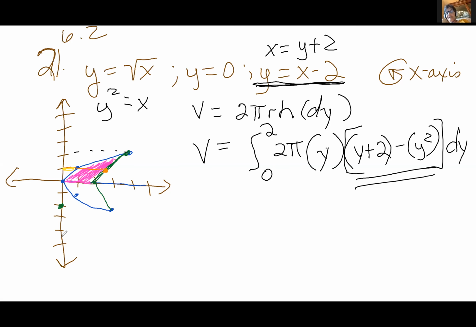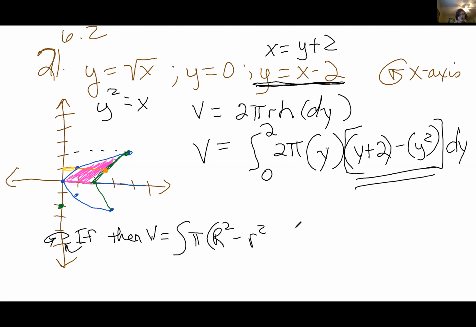But this is the shell method. And if it's rotated about the x, every variable has to be in terms of y. Does that make sense? Yes. Okay. So that would have been the difference. It would have been set up that way if it were the washer method going around the y. But if it's the shell method, you're going to have to do right curve minus left curve if you're rotating about the x-axis. Okay?